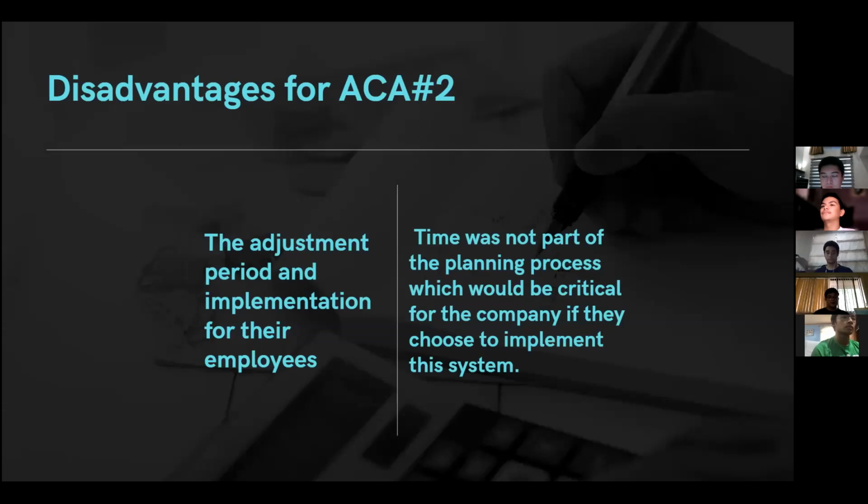The first disadvantage would be the adjustment period and implementation for the employees, and the second one is time was not part of the planning process, which would be critical for the company if they still choose to implement this system. Next slide, please.